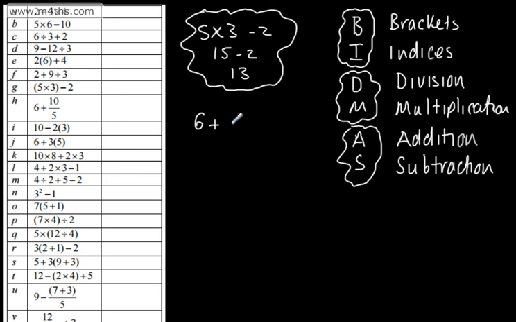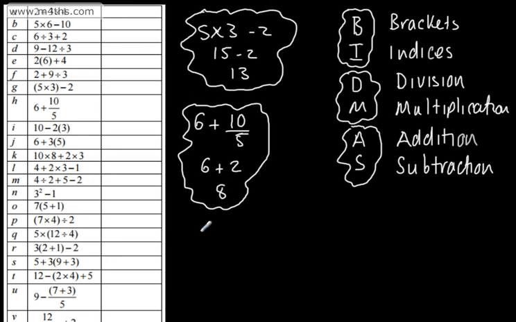So 6 plus 10 divided by 5. Here we've got addition and division. So all we're going to do is simply do the division first. Division comes before addition. So we have 6 plus 10 divided by 5, which is just going to give me that 2. 6 plus 2 is going to give me 8.